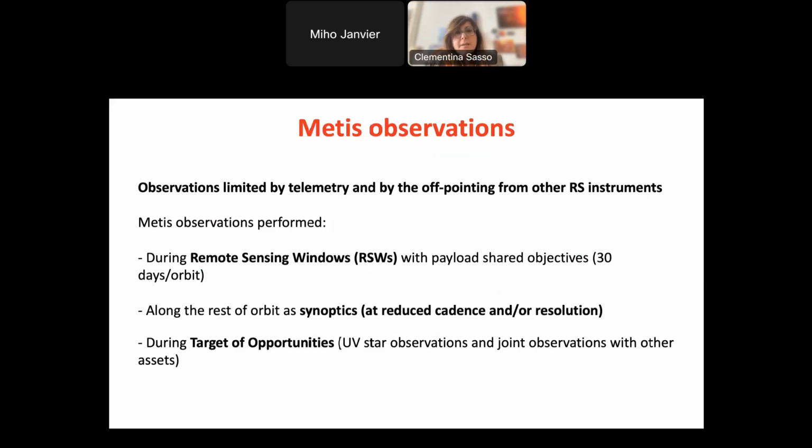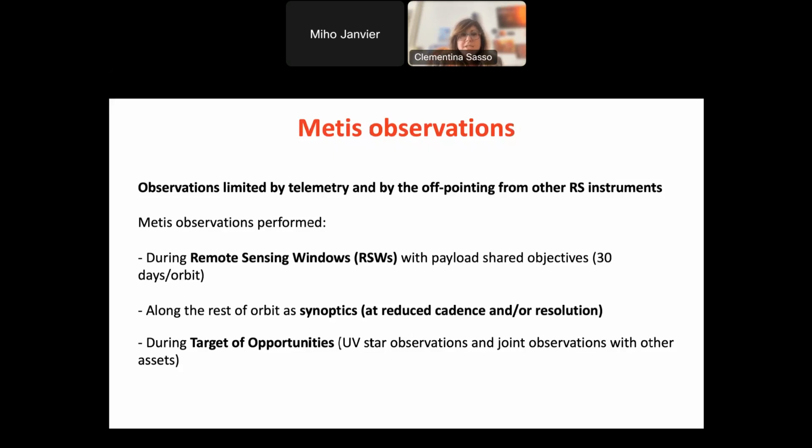So Metis is not observing always, because the observations are limited, as for all the Solar Orbiter remote sensing instruments, by the telemetry. But we also have another limitation, since when the spacecraft is off-pointing, then the Metis heat shield door needs to be closed. Otherwise, we can have problems with the light from the Sun disk entering directly on the detector. So this can make problems for the instrument.